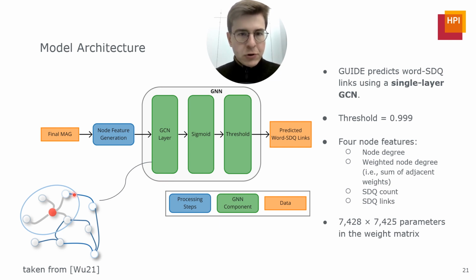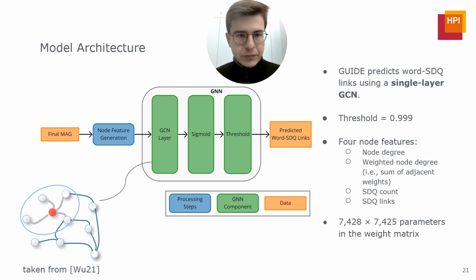A graph convolutional network is a special type of GNN that convolutes nodes similar to CNNs. Each node learns about itself by looking at its one-hop neighbors. A 2-layer GCN corresponds to a node learning from its one-hop and its 2-hop neighbors, and so on. Guide uses sigmoid as nonlinear output activation function and a threshold of 0.999. This means that we only accept predicted word semantic domain question links for which the model is sure to be correct.